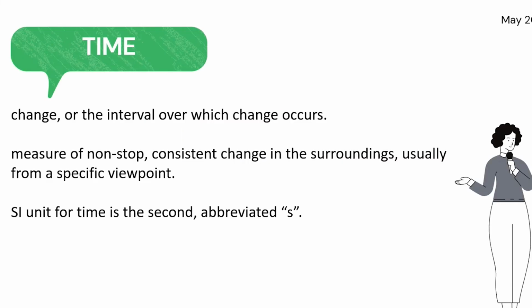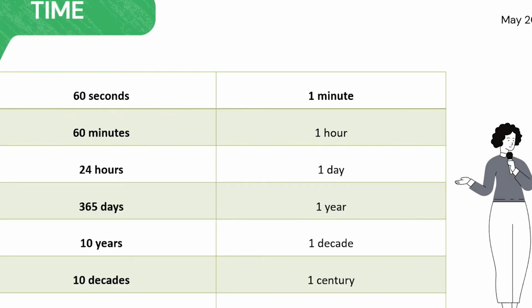So next is time. Time is the change or the interval over which change occurs. Time is also the measure of non-stop consistent change in the surroundings, usually from a specific viewpoint. SI unit for time is the second, abbreviated as s. Here, sa 60 seconds, merong 1 minute. And sa 1 hour, merong 60 minutes. And 1 day, merong 24 hours and so on.